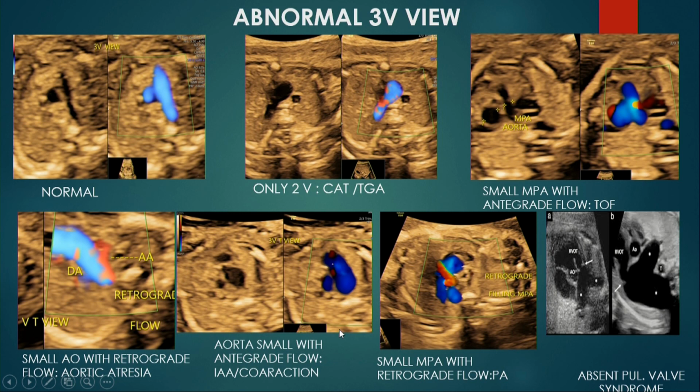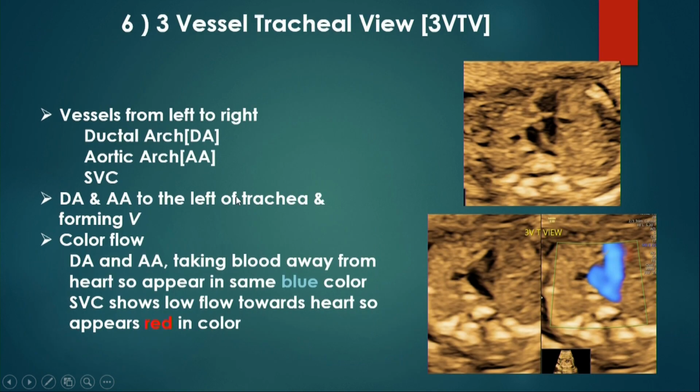So it's an interrupted aortic arch or coarctation of the aorta. Here the aorta is small, showing a retrograde flow, then it's aortic atresia or critical aortic stenosis. Coming to the last, sixth view, the three vessel tracheal view.